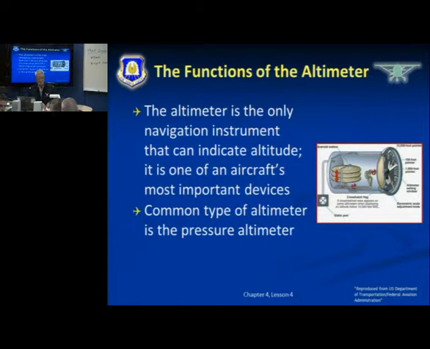It's a barometric pressure. You have to adjust the barometric pressure when you're flying.